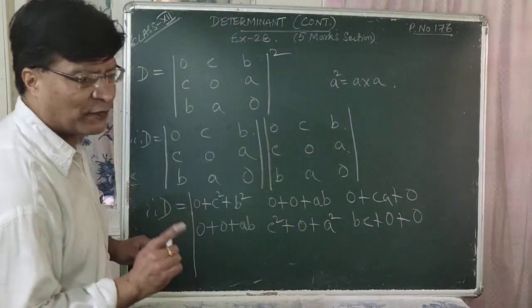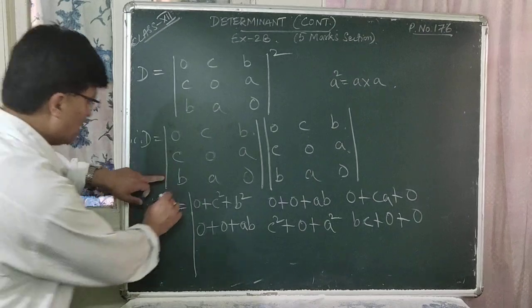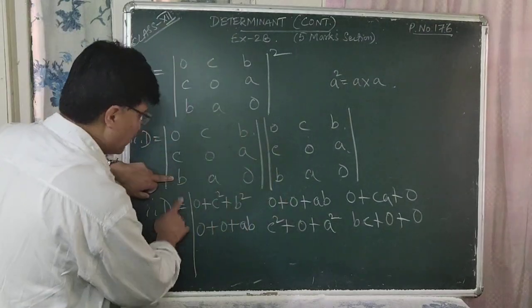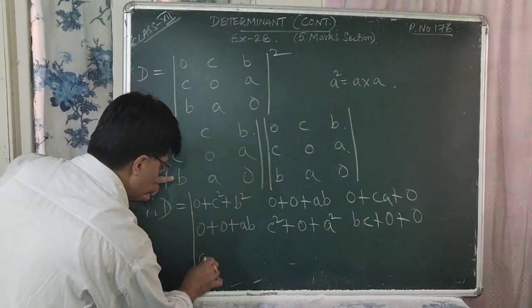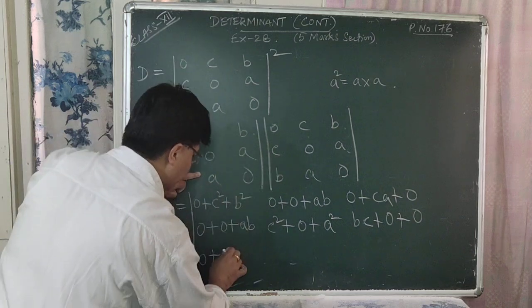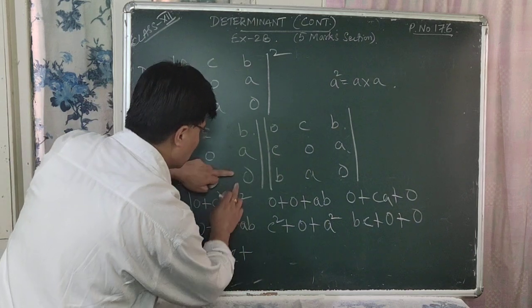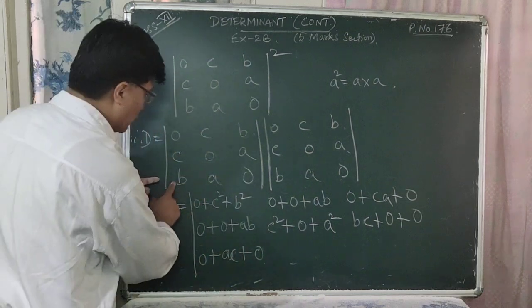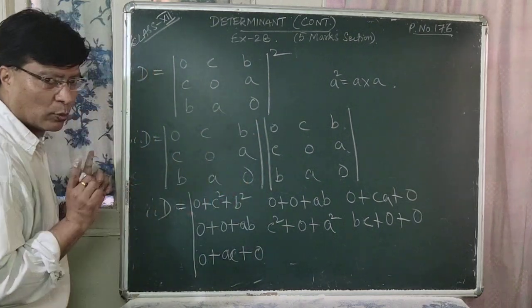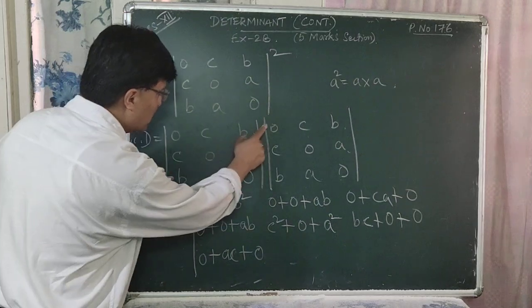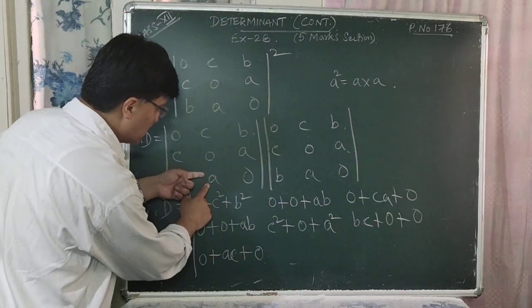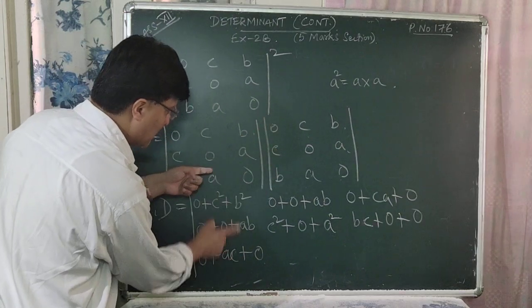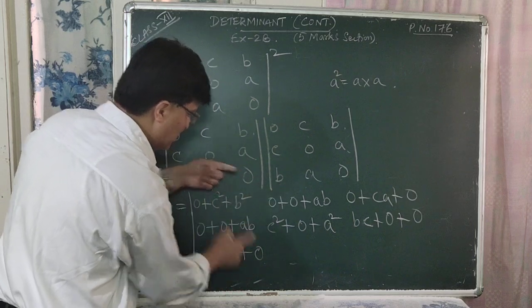Now what will be the first element of the third row? Again, third row by first column, b into 0, 0 plus a into c, ac plus 0 into b, 0. This is your c. So corresponding elements should be multiplied. What do you mean by it? First element into first element, 0. Second element into second element, ac, plus third element into third element, that is 0.